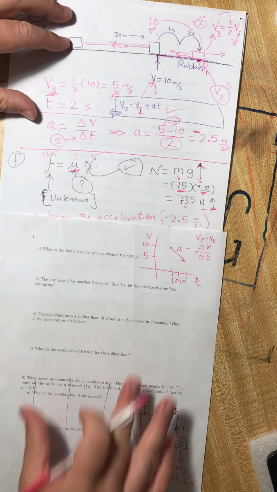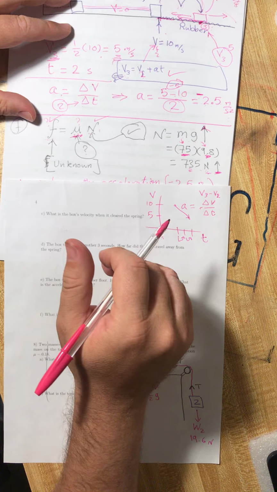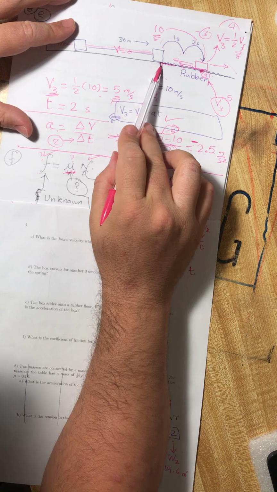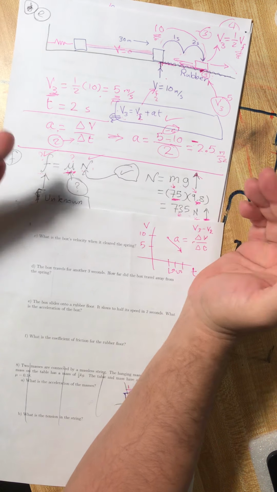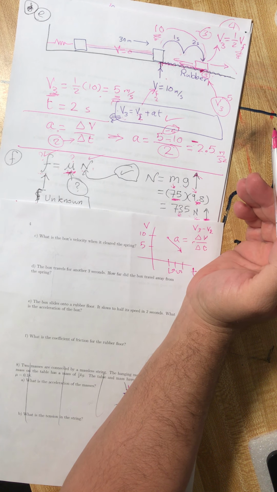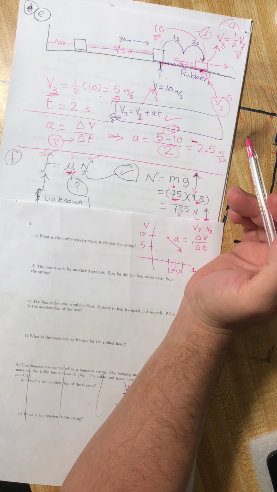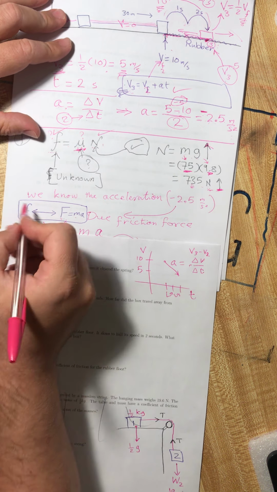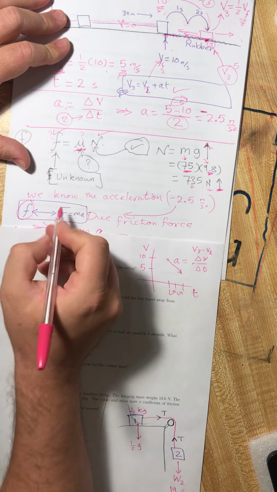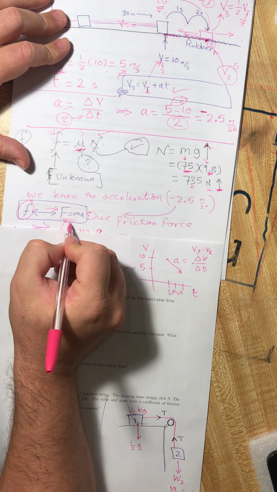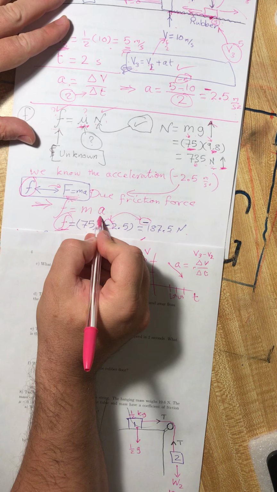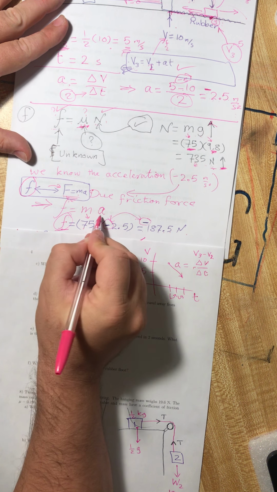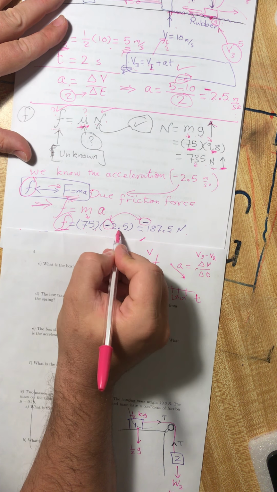Also, in this case, we know that the external force on this body is the friction force. From Newton's second law, the total external force is equal to m multiplied by the acceleration. So the external force, which is the friction force, we can use in Newton's second law, which is equal to m multiplied by a. The mass is 75 kilograms. The acceleration is negative 2.5.